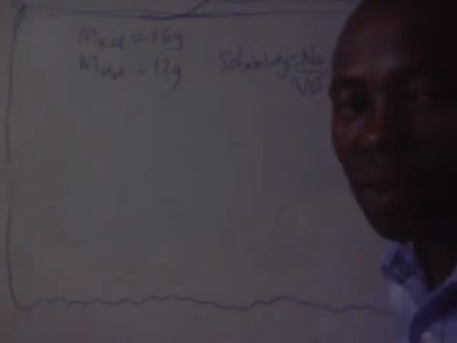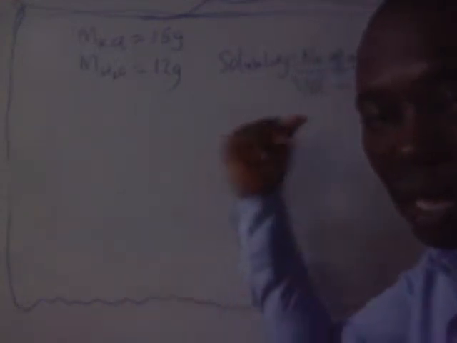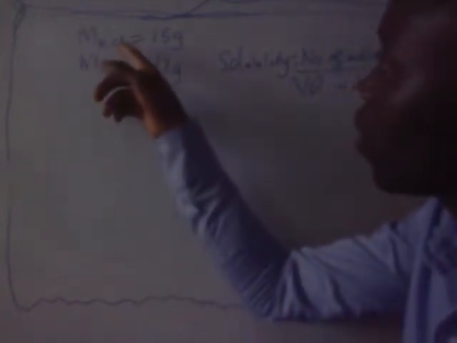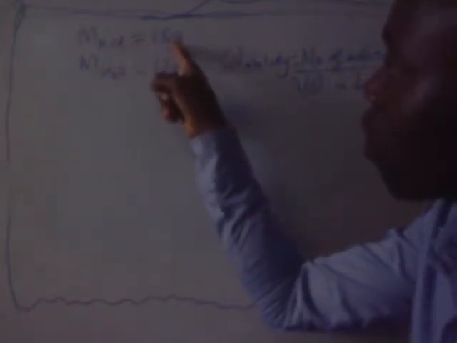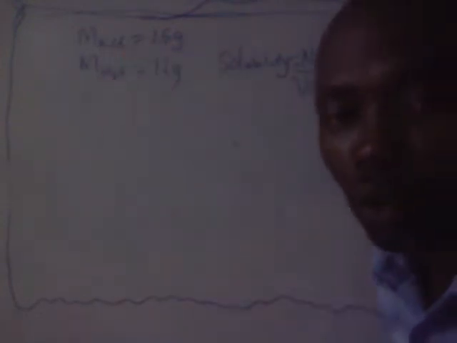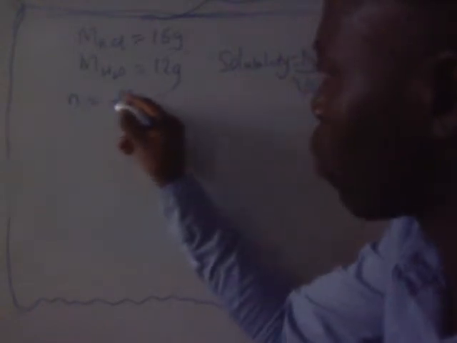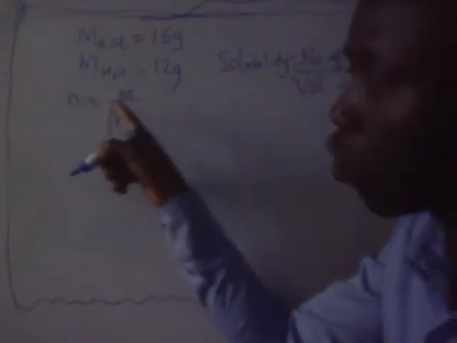We are given the solute is potassium chloride, in mass 15 grams. So let's convert it, because the solubility based on the options is given in mole per dm cube, and that's the reason why I want to work in mole per dm cube. So we have to convert this mass of the solute, potassium chloride, to moles. We know that number of moles equals mass over molar mass.